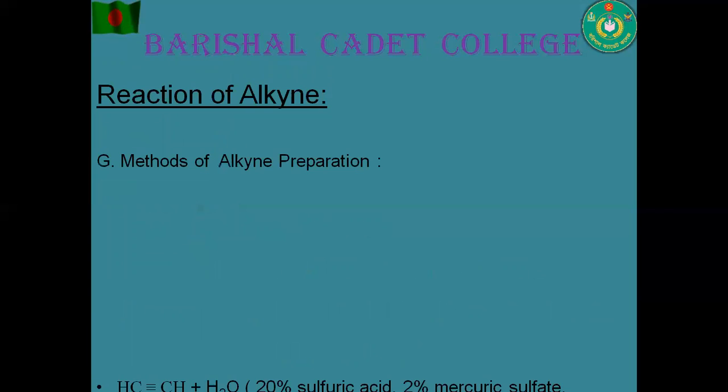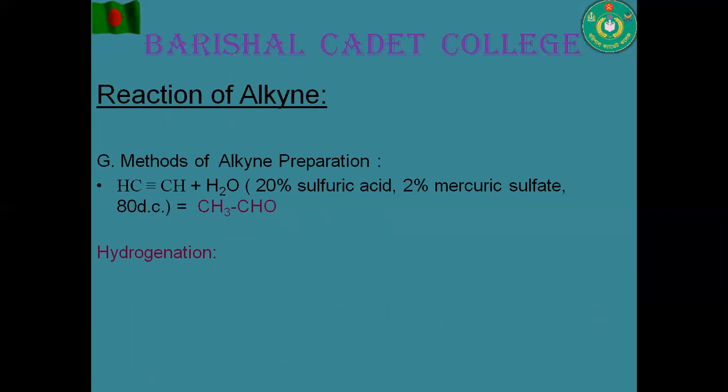Reaction of alkyne. General formula of alkyne: CnH2n-2. Here, alkyne, acetylene or ethyne reacts with water in presence of 20% sulfuric acid and 2% mercuric sulfate at 80 degrees centigrade temperature. The product is ethanol. Ethyne to ethanol or acetaldehyde.